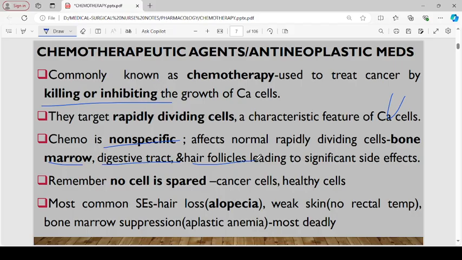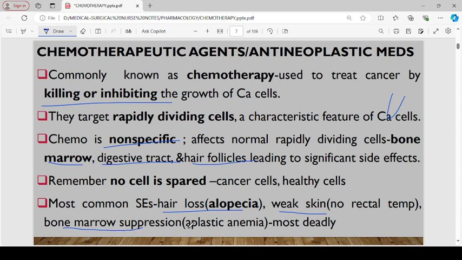So remember, no cell is spared in chemotherapy, okay? Both cancer cells and healthy cells are affected. So the most common side effects involve what? We have hair loss when the hair follicles are affected. We have the weak skin, and we have the bone marrow. When the marrow is affected, it causes bone marrow suppression, which can lead to several ailments.